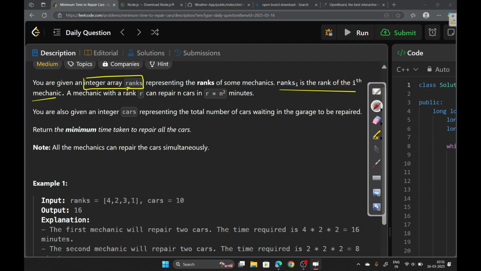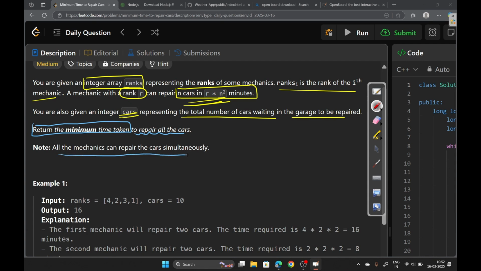A mechanic with a rank R can repair n cars in R cross n square minutes. This is the important statement. You are also given an integer cars representing the total number of cars waiting in the garage to be repaired. Return the minimum time taken to repair all the cars. Now here is the important note: all the mechanics can repair cars simultaneously.